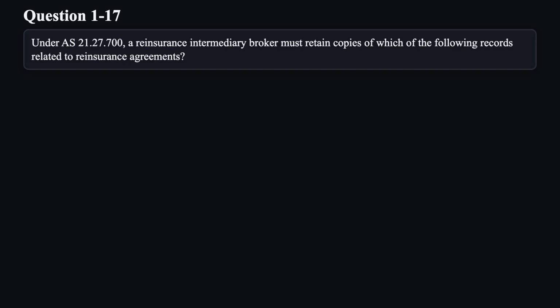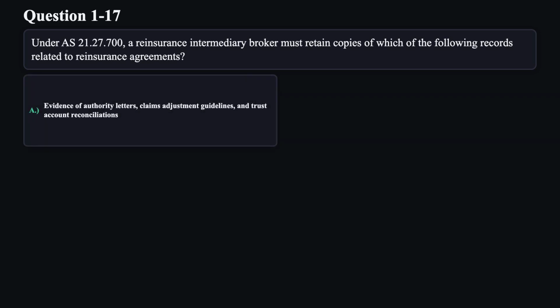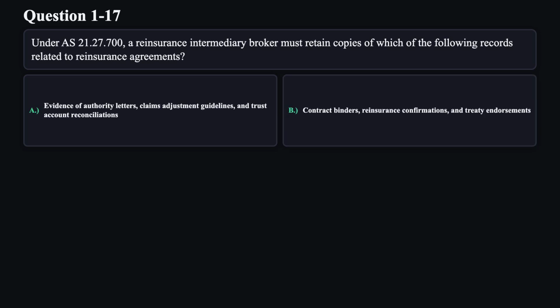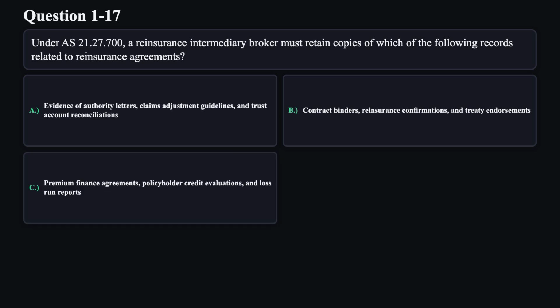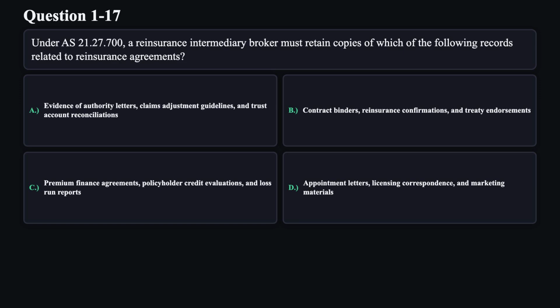Question 17. Under AS 21.27.700, a reinsurance intermediary broker must retain copies of which of the following records related to reinsurance agreements? A. Evidence of authority letters, claims adjustment guidelines, and trust account reconciliations. B. Contract binders, reinsurance confirmations, and treaty endorsements. C. Premium finance agreements, policyholder credit evaluations, and loss run report. D. Appointment letters, licensing correspondence, and marketing materials.